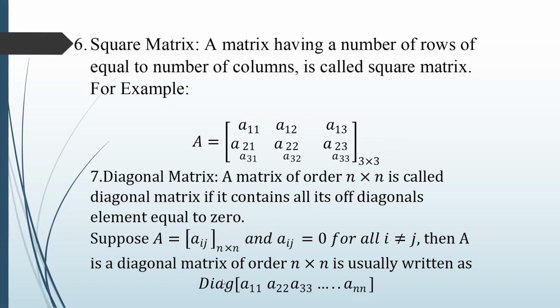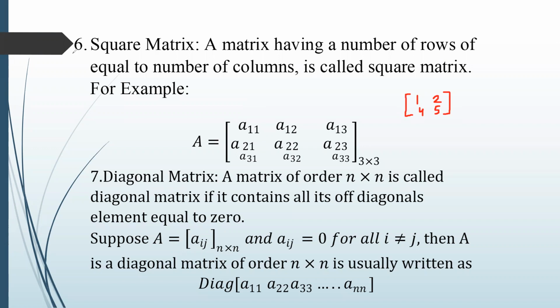Is that clear? If we want to write a square matrix of order 2 by 2, we can write it like that. It means it will have 2 rows and 2 columns. We can make it like 1, 2, 4, 5. So this is a square matrix of order 2 by 2.